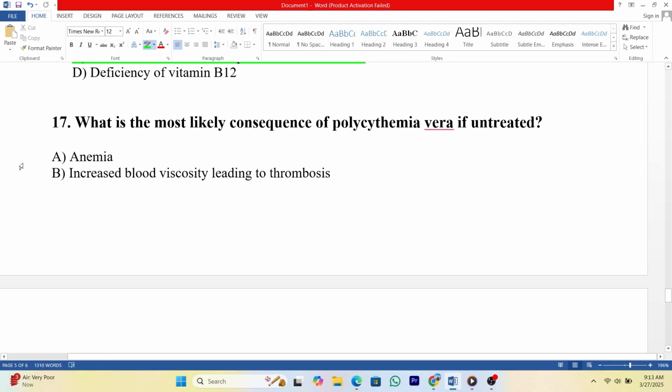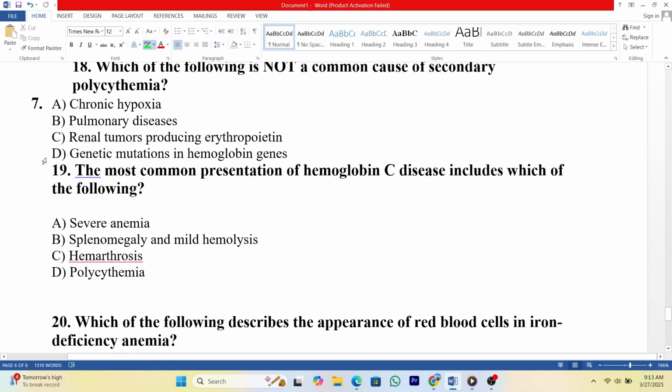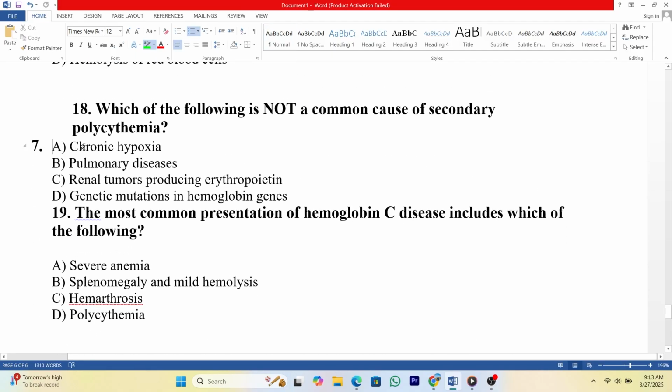17. What is the most likely consequence of polycythemia vera if untreated? A. Anemia. B. Increased blood viscosity leading to thrombosis. C. Excessive bleeding. D. Hemolysis of red blood cells. Answer: B.